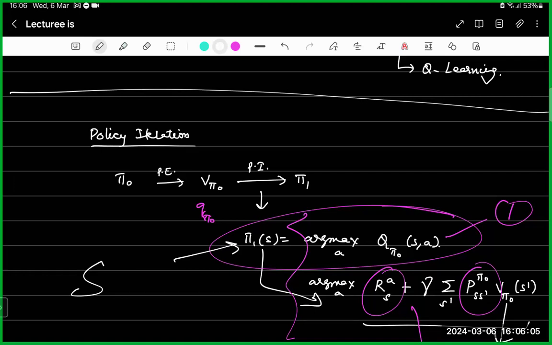So you act greedily with probability 1 minus epsilon and you behave randomly with probability epsilon. Let's say there are 3 actions and this equation will give you action A1 for state S. You take action A1 with probability, let's say 0.9, and with probability 0.1, you take any of the actions A1, A2, A3 randomly. So that will be our new policy.